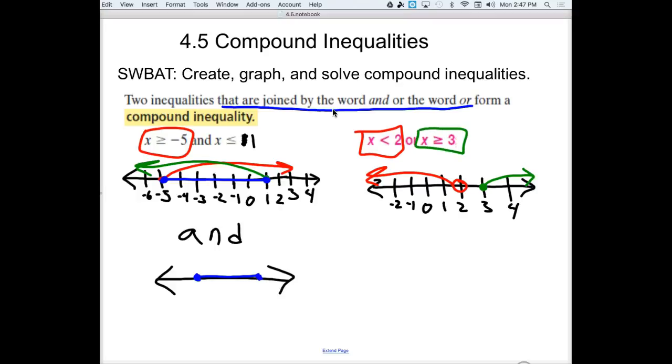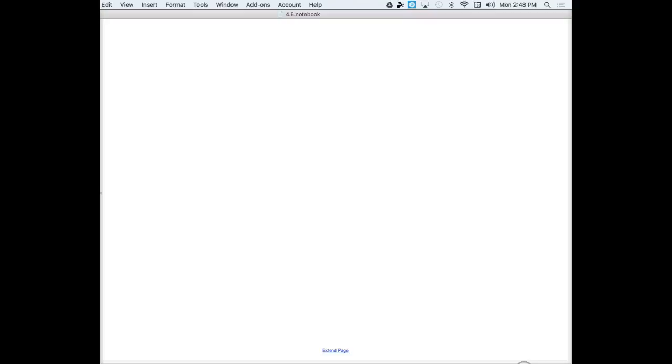Now, unlike the inequalities with and, you can see how in this one there's actually nothing that's intersecting. So for or, it's even simpler. All we really have to do is graph both of them separately. So when dealing with or, it's almost always going to be two separate inequalities that we're using to either graph, create, or solve. Now we're going to look at a couple examples.